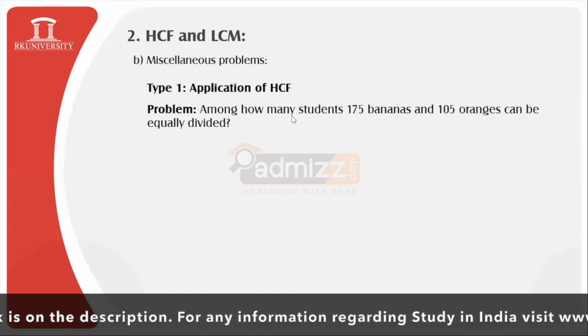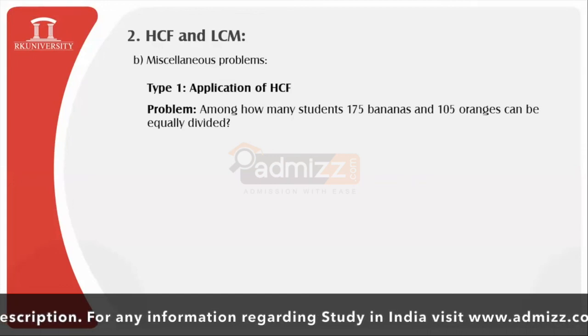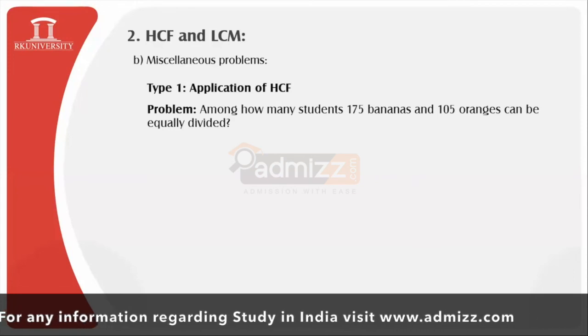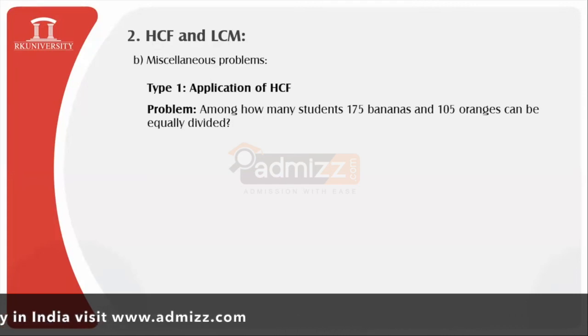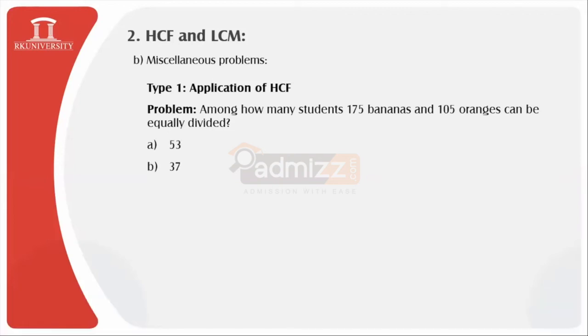Okay, so for this kind of situation, what you are generally doing is finding the HCF of the given values, that is 175 and 105. The answer you get indicates that there must be 35 students in all. That is the HCF value which you obtain after the simplification. Once you do the HCF, you will come up with the answer to be 35.